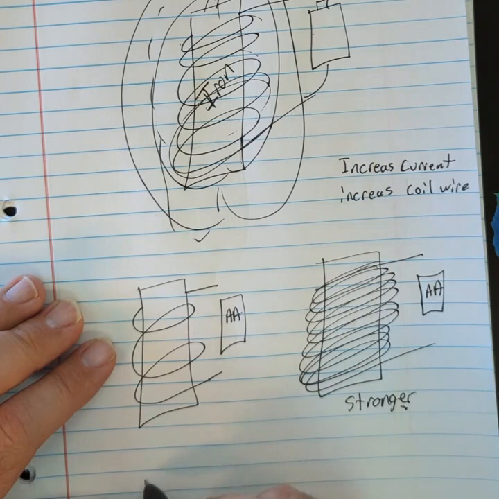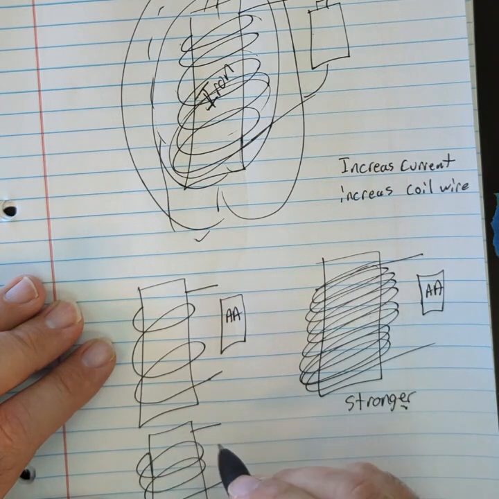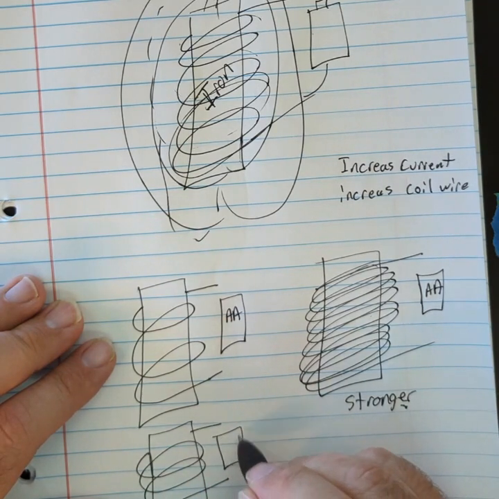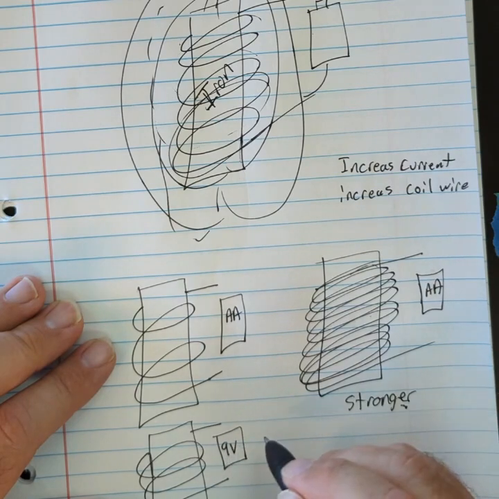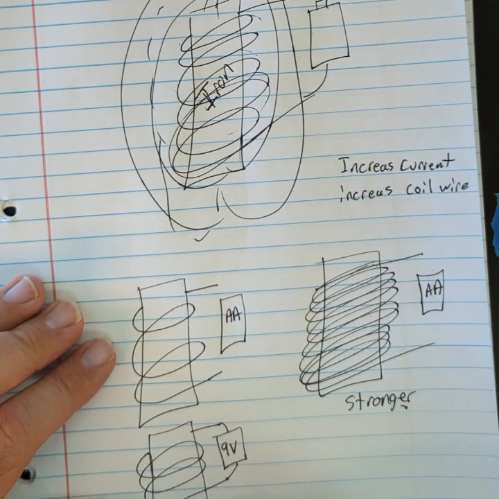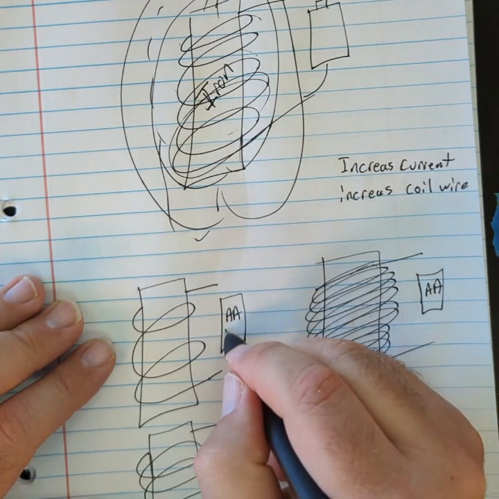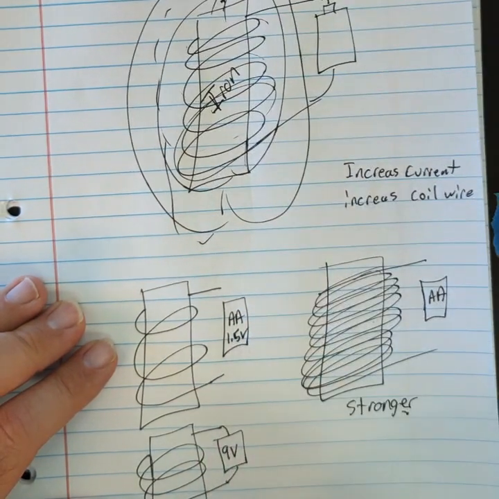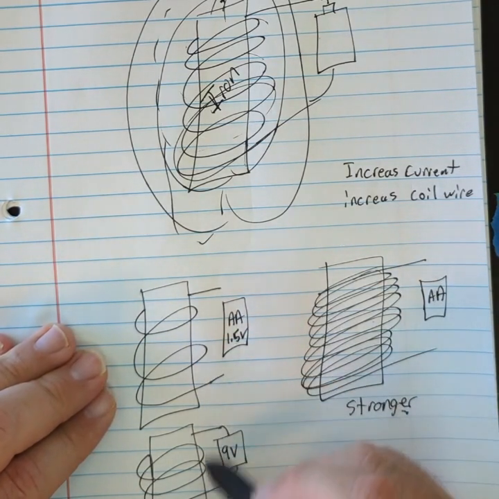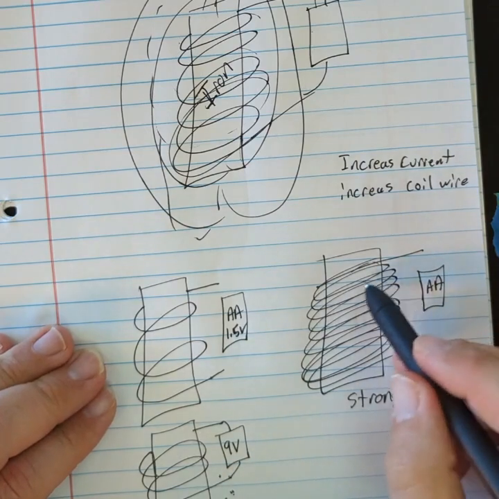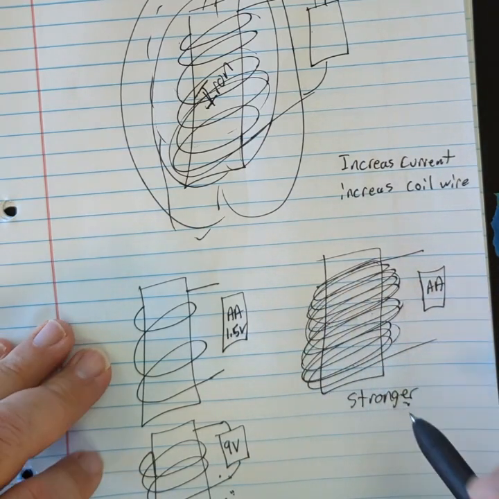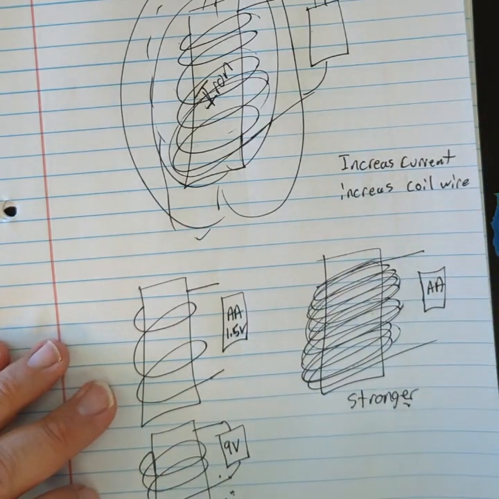Alternatively, if you have two identical electromagnets, let's see if I can draw this kind of identical. If you hook up, let's say a 9-volt battery here, okay, this will be the stronger battery because this is only 1.5 volts, okay? So this will be the stronger battery of these two identical batteries. But if you have more coils, you have a stronger electromagnet.